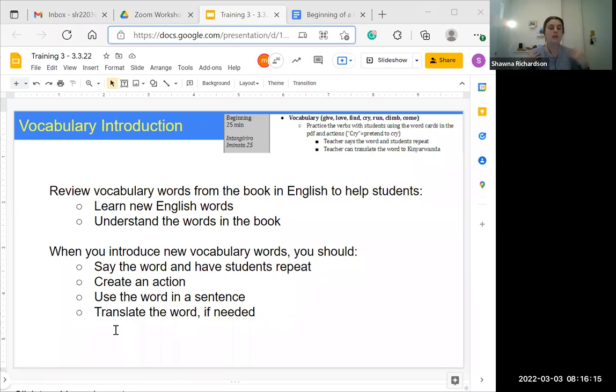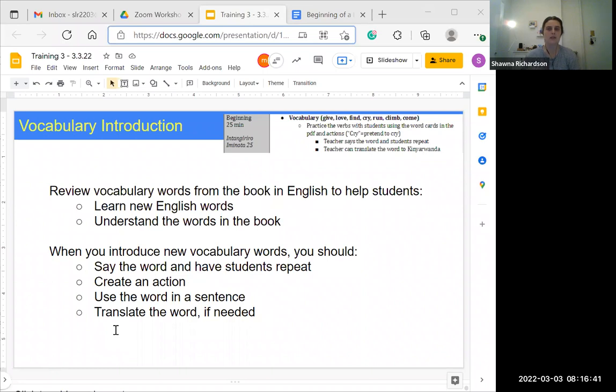Okay, so a word like love is pretty easy to teach, right? If you show a heart, if you show the hug, students should be able to understand what the word love means if English is not their first language. But if you need to, and that's okay too, you can translate the word to make sure that they all understand the meaning.